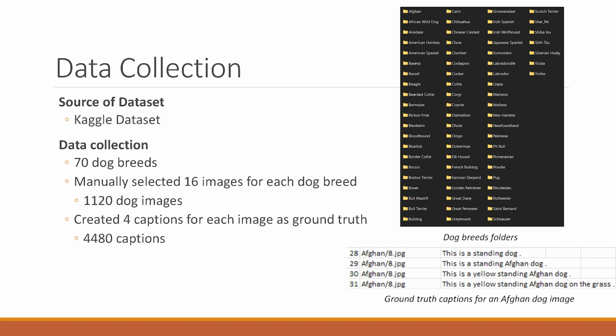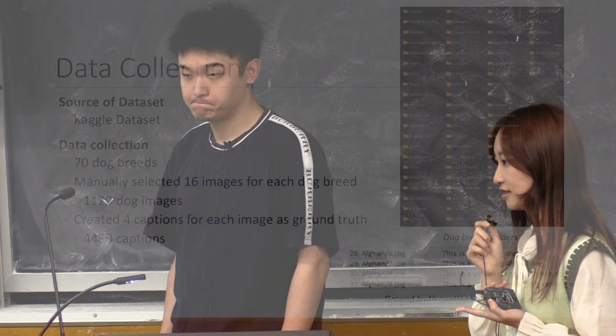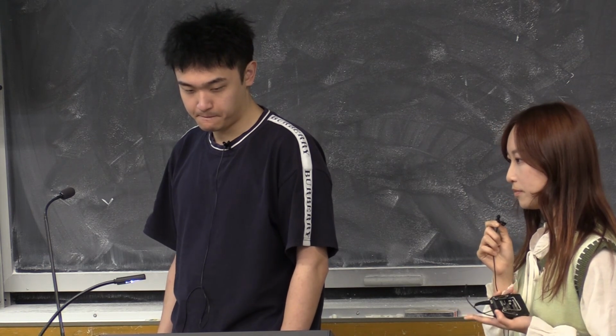Our group obtained all source images from a Kaggle data set. It contains stock images for 70 different breeds, and we manually selected 16 images for each dog breed and created 4 captions for each image as a ground truth label. One of the captions must at least contain the actions of the dog. The rest of them contain more information such as the dog's breed, color, and the environment of the image.